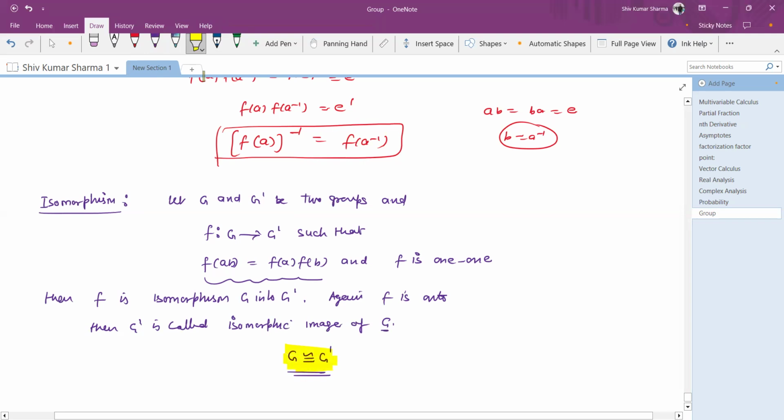So in isomorphism and homomorphism, there is a difference. In homomorphism, we just say that f(AB) equals f(A) into f(B). For isomorphism, we also prove that the function is one-one. For proving a function is one-one, we take two elements of the same set, that is x and y be two elements of G. We prove that if f(x) equals f(y), then x equals y.